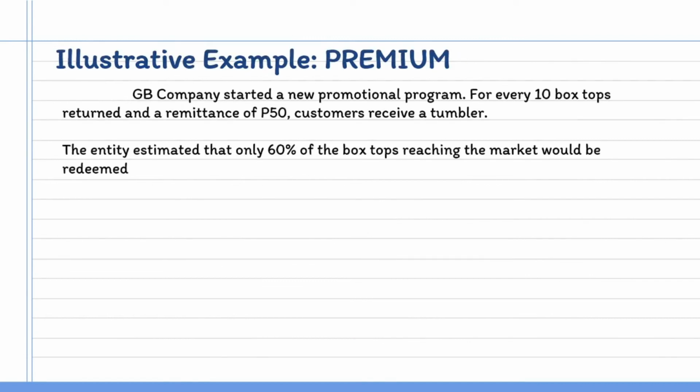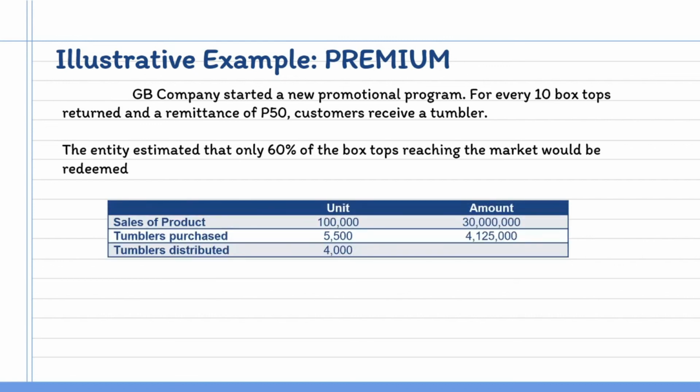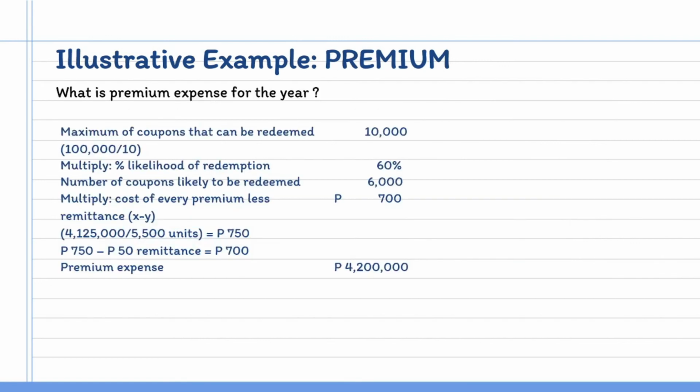Next is premiums. Yung premiums, ginagamit siya ng entity for sales promotion. GB Company started a new promotional program. For every 10 backstops, plus a remittance of 50, customers receive a tumbler. The entity estimated that only 60% of the backstops reaching the market would be redeemed. Sale of product, 100,000 units, amount 30 million, tumblers purchased 5,500 units, amount 4,125,000, and tumblers distributed 4,000.